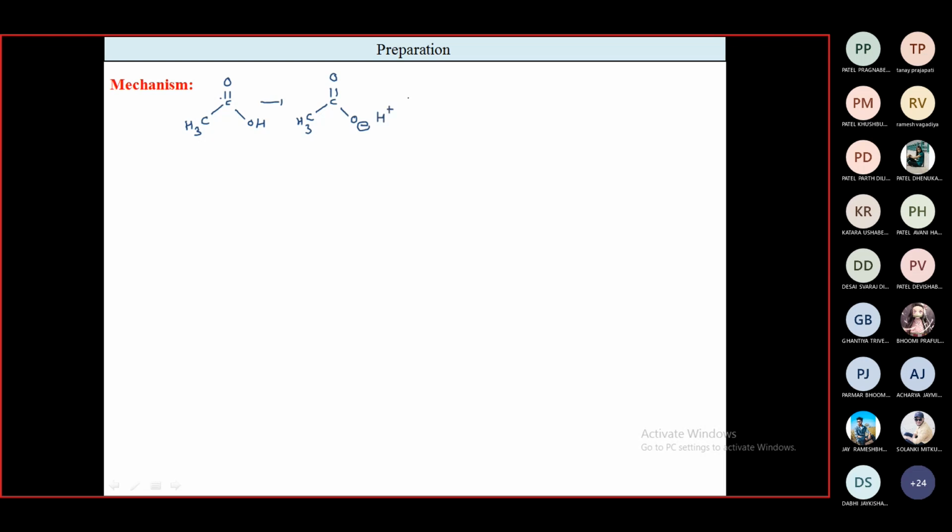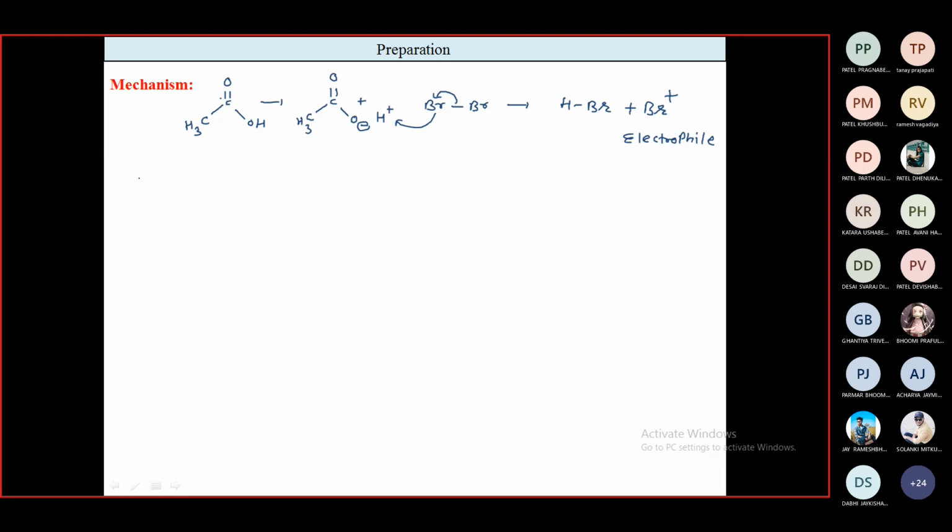When it comes in contact with Br2, polarization of Br takes place. This part is attached with H plus, and by taking electrons this Br is removed as Br plus. So you are getting HBr plus Br plus. In this way, this Br plus electrophile is generated. This is the electrophile.